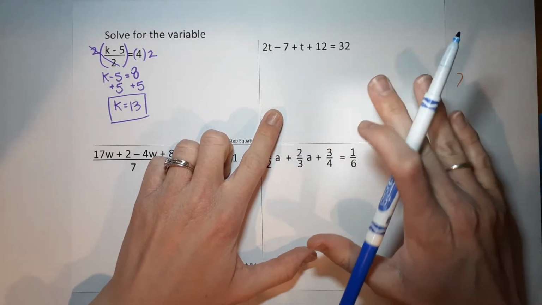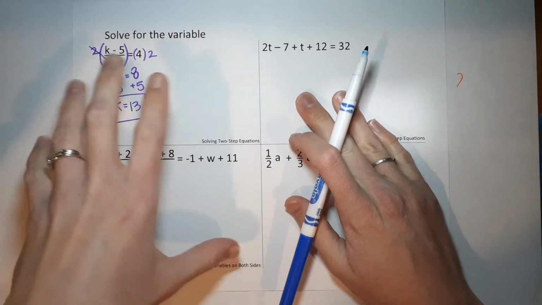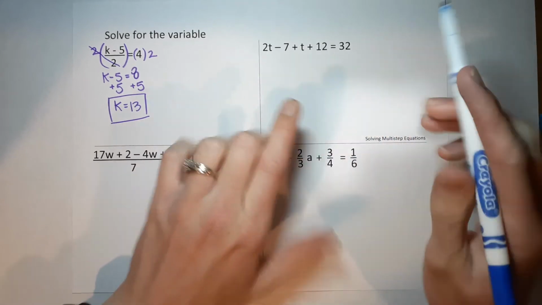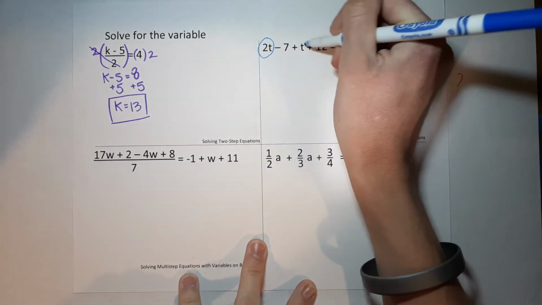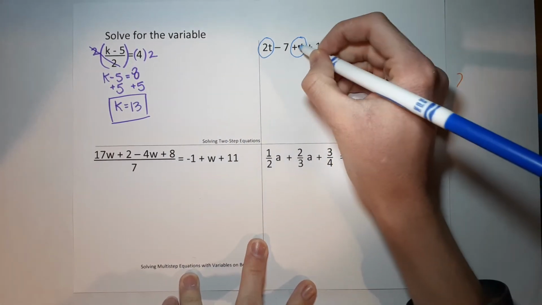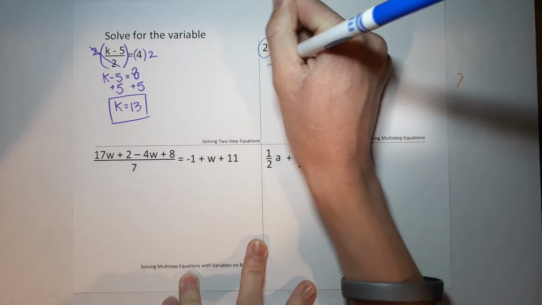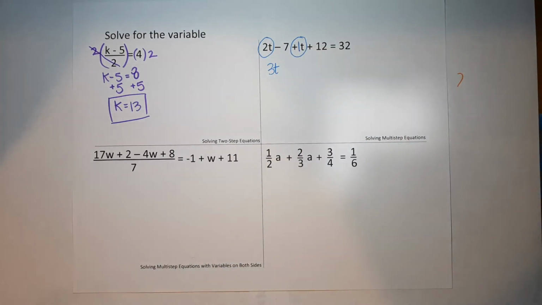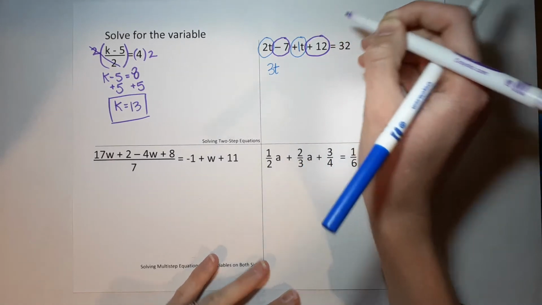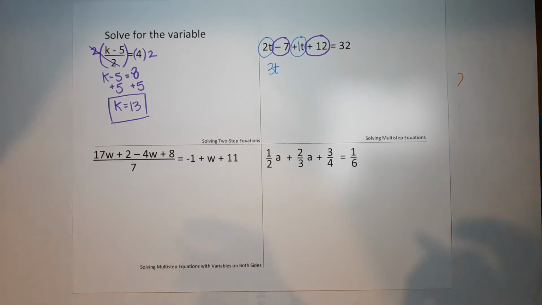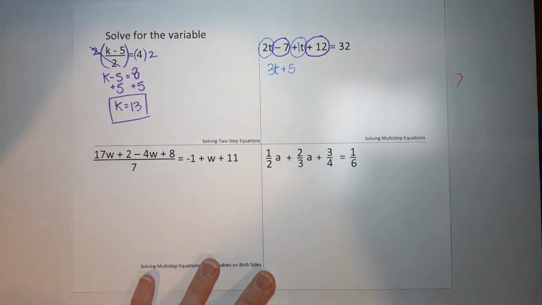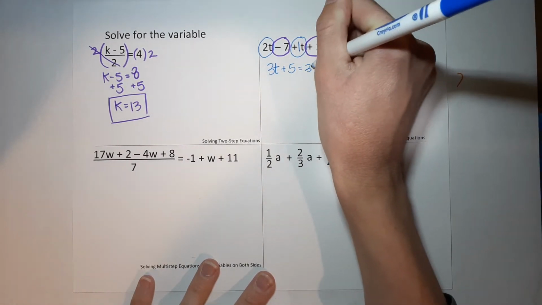Just one extra step in this one versus this one, in that we have to combine like terms first. So combine my t's. I have a 2t and a t, so I need to combine those. 2t plus t, this is like 1t, gives me 3t. And then I combine my other like terms, so negative 7 and 12 are like terms. Negative 7 plus 12 gives me positive 5. And all of that equals 32.